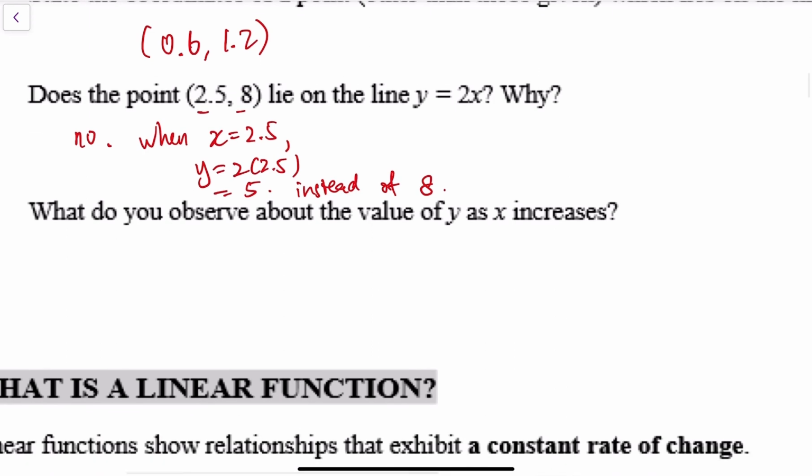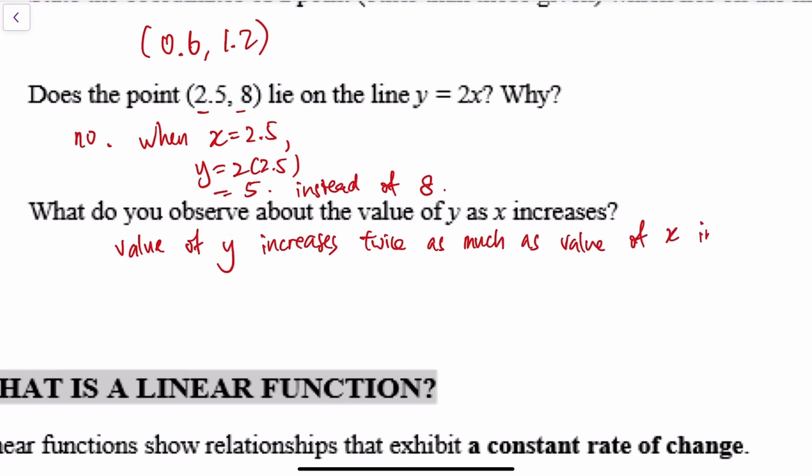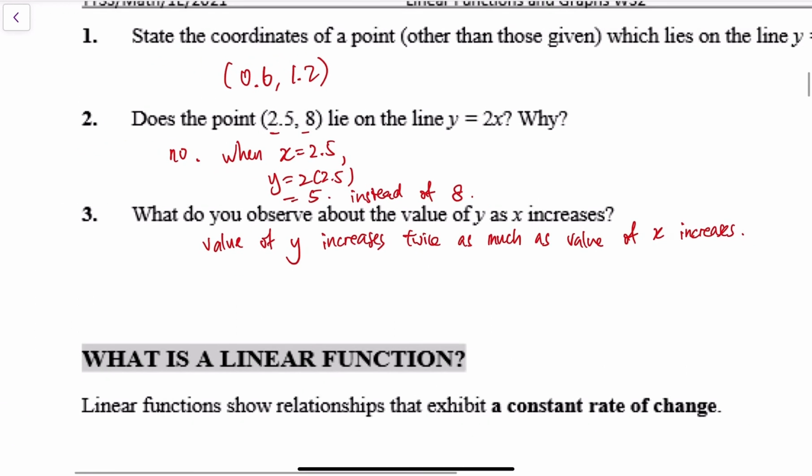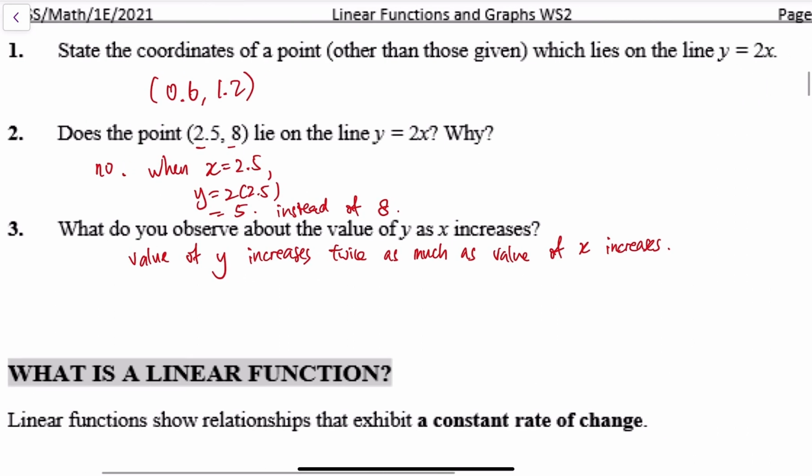Okay, so what do you observe about the value of y as x increases in the graph above? This one we have mentioned just now already. The value of y increases twice as much as the value of x increases. So if x increases by 5, y will increase by double that, 10. If x increases by 100, y will increase by 200. Okay, so follow the next video for the next part.